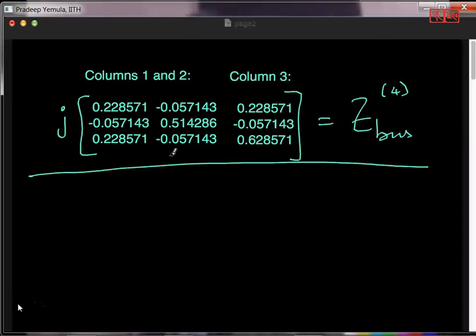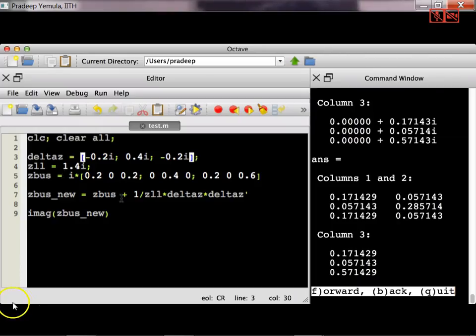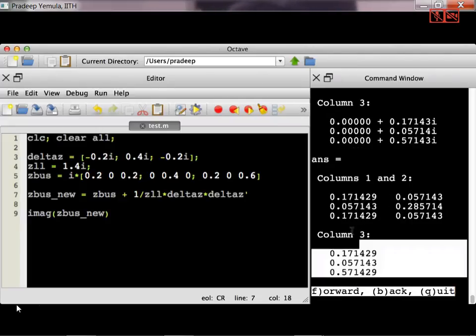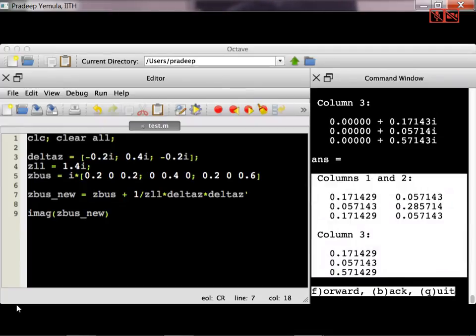So what is the next step? The next step is we will have to add the other impedance, that is the final impedance. Minus. So here it is a plus sign. So just a small correction. Once I incorporate that correction, finally I get this as my Z bus. So what you see on the right side is the actual Z bus.